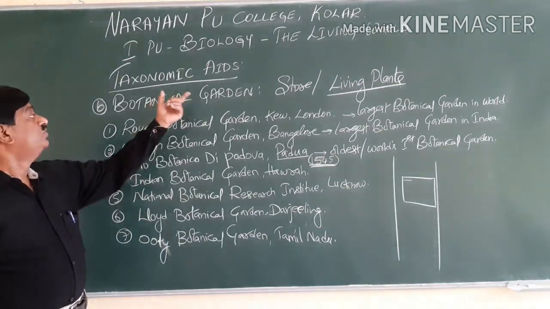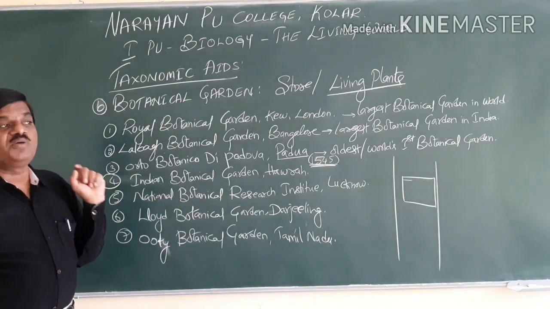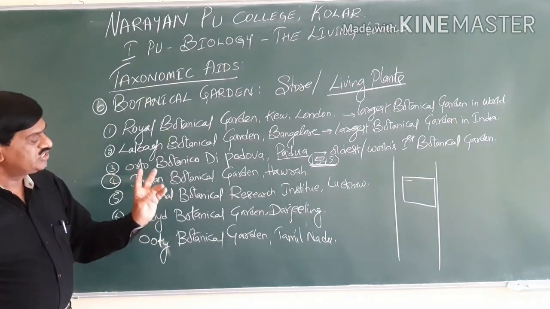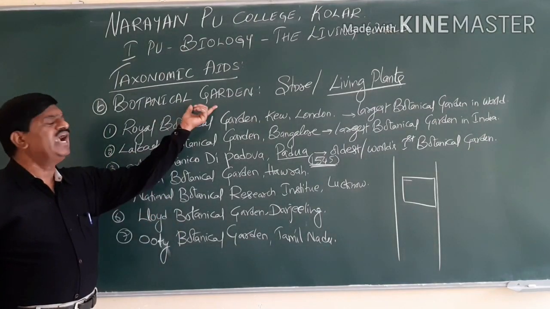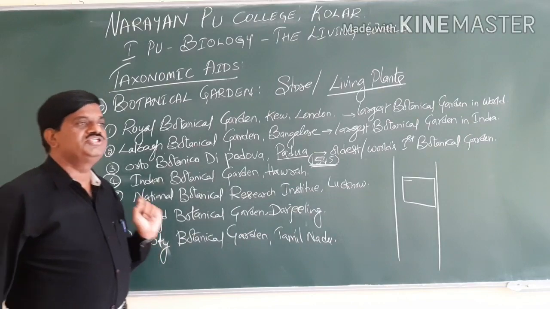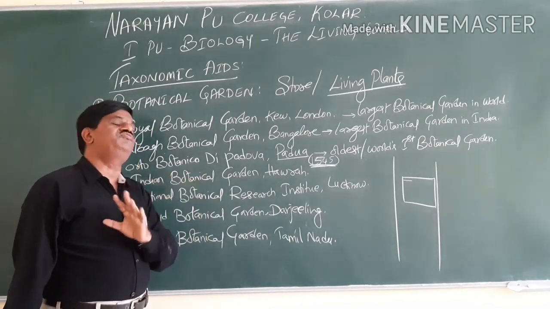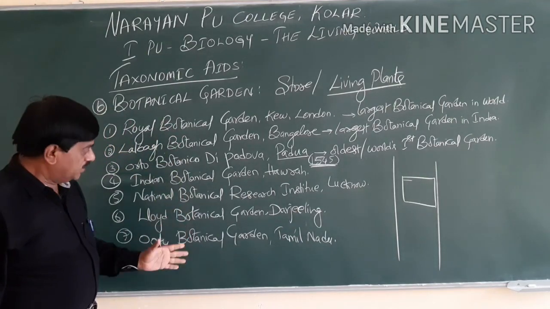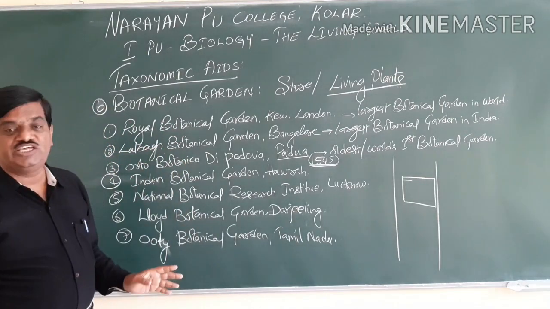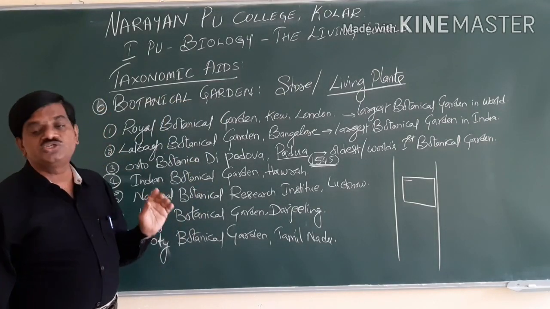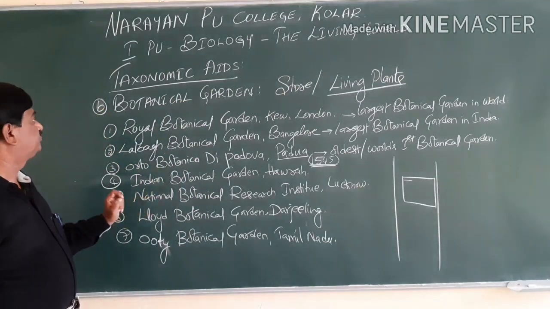So here, as the plants and trees are grown and cultivated, this is used for research work or taxonomical studies, and botanical gardens are also used for recreation. When a person has a lot of mental tension and visits the botanical gardens, by seeing the greenery, by seeing the nature, he forgets his worries. So this is also used for recreation.